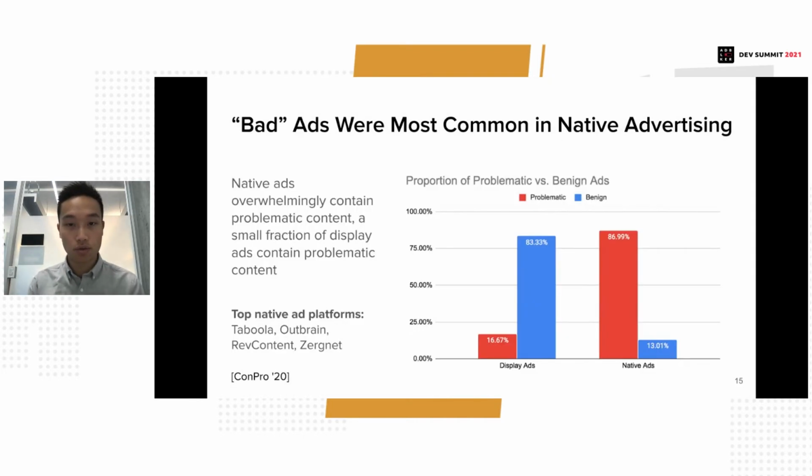Looking specifically at native ads, we found that they overwhelmingly contained the bad ads in our categories, and we labeled about 87% of the native ads in our data set as problematic, compared to only 16.6% of display ads. We traced these native ads to a few specific ad platforms in our data set, including Taboola, Outbrain, RevContent, and ZergNet.